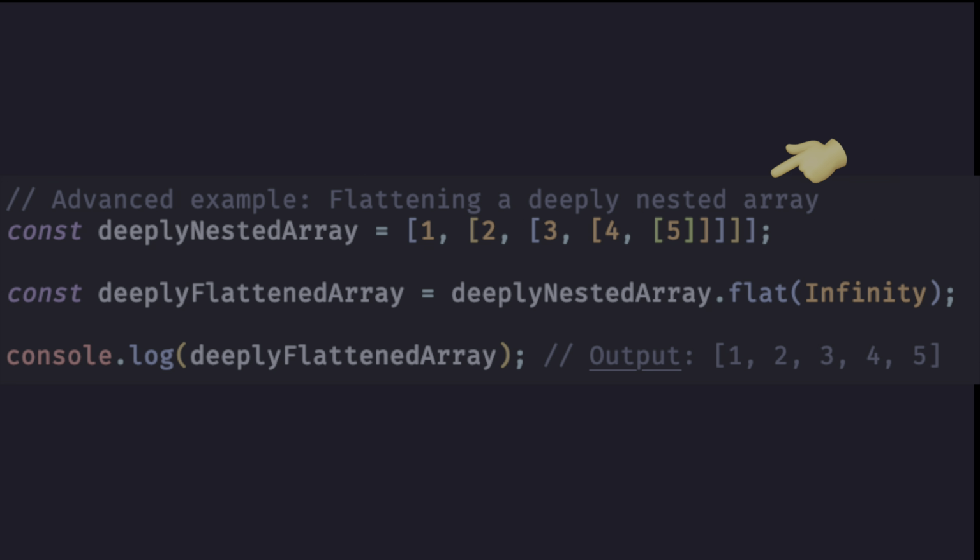In this advanced example, we have a deeply nested array with many levels of depth. To flatten it completely, we use the flat method with the Infinity keyword as an argument, which tells it to flatten the array to the deepest level possible. The result is a one-dimensional array containing all the elements from the original deeply nested array.